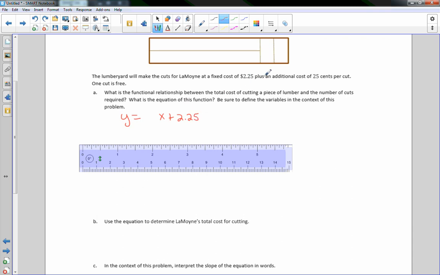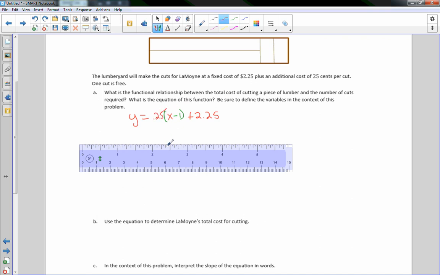Okay. But they're charging 25 cents per cut, but one is free. So number of cuts minus one. Okay, so I need to change that a little bit. So it's the number of cuts minus one. First, let me move this over, make some more room. Okay, it's all connected, so let's just do this. And I'm going to put x minus one, because the first cut's free. And then I'm going to say plus $2.25. And each cut after the first one is 25 cents.